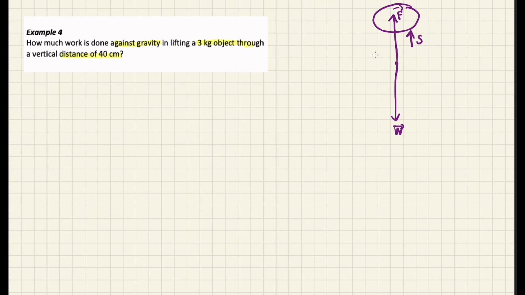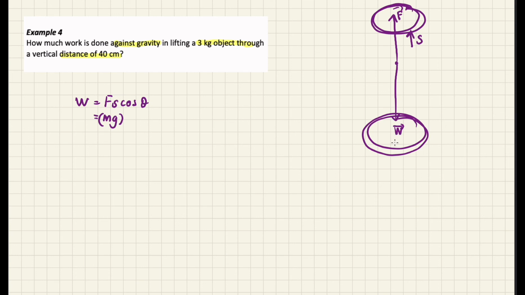Okay, so kita dah lukis, and then we write down our equation, which is W equals to Fs cos theta. Our force here, like I said, needs to be equal or more than our weight. So we can replace our force here with mg. How much force needs to be applied has to be equal or more than the weight, then we can lift the object. Multiply by the displacement and cos theta.